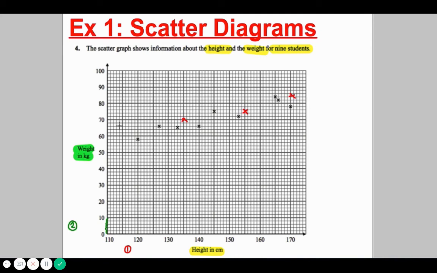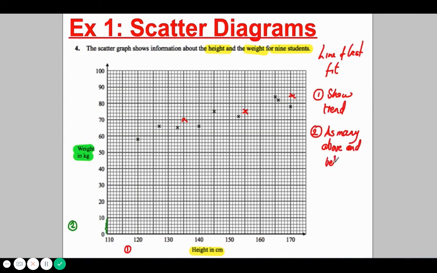Now, some people might say this one's right. Have a look at this. Because you have roughly the same number above and below. That's not right because it's not showing a positive correlation. So what you've got to do with the line of best fit, here's your little tip. You need to do two things. You show the trend, i.e. if it's going up, and you want the same number above and below, and as many on the line as possible.